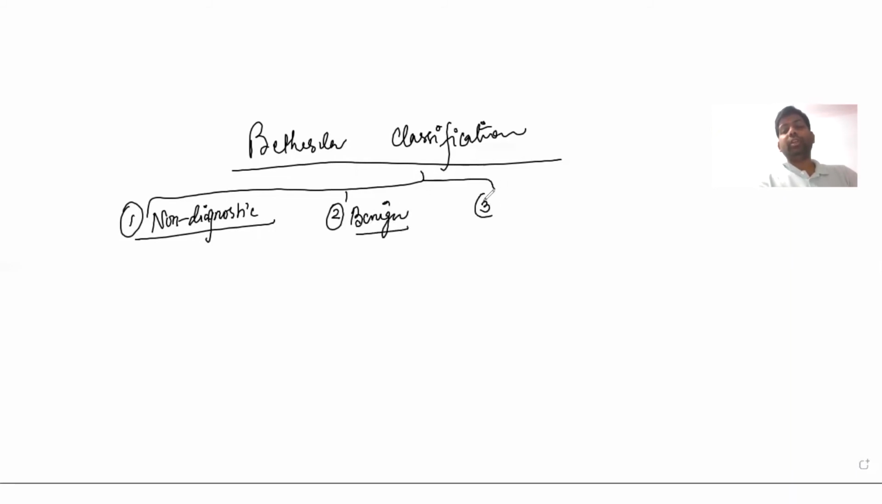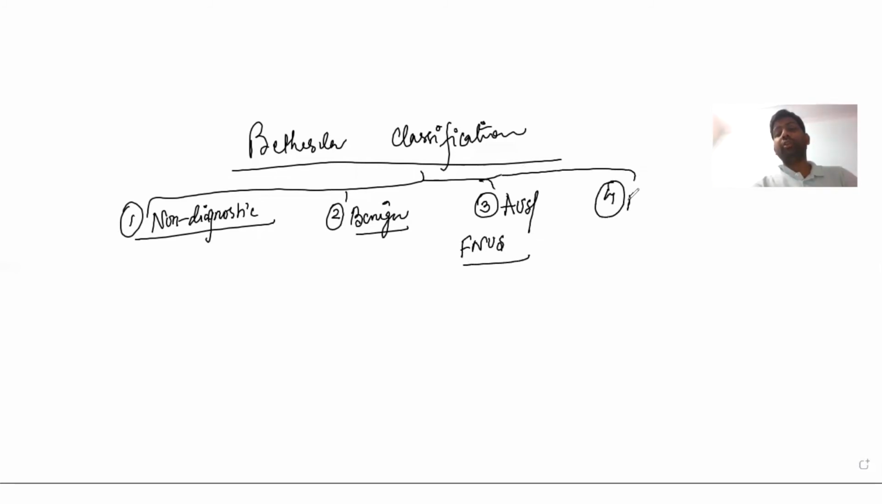Bethesda 3 is if there is atypia of undetermined significance or follicular neoplasm of undetermined significance. In that case, we call it Bethesda 3. Bethesda 4 is follicular neoplasm.